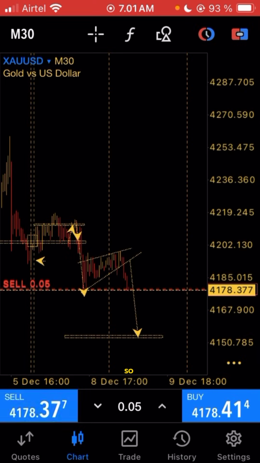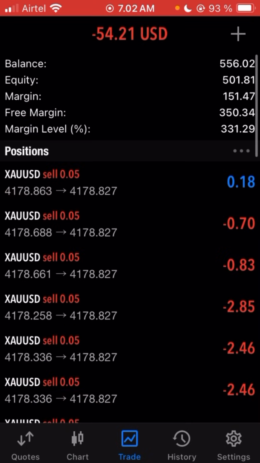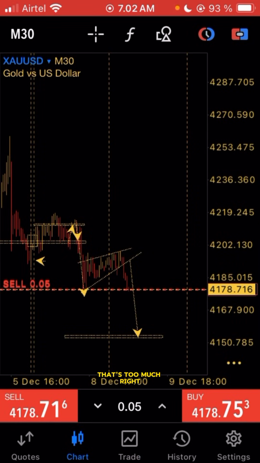So right now I will be risking $200 for this trade. That's too much, but the reason is because of the late entry. Take note.